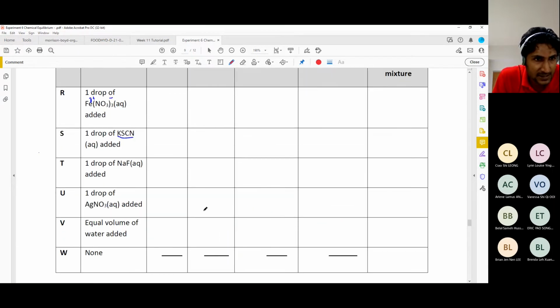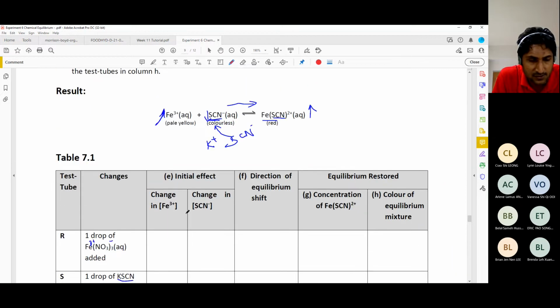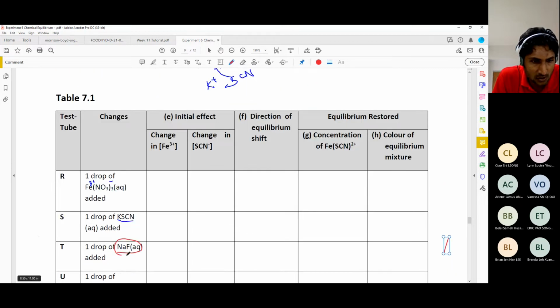Question T. 1 drop of sodium fluoride we added. Many of us did not do it correct. Sodium fluoride is a salt, just like sodium chloride, and it will produce sodium positive ion and fluoride negative ion, and it will be dissociated fully in the aqueous medium. So sodium and fluoride are dissociated in the water.